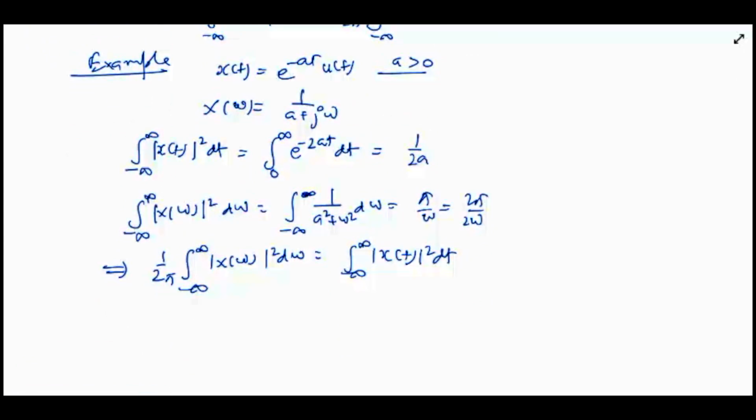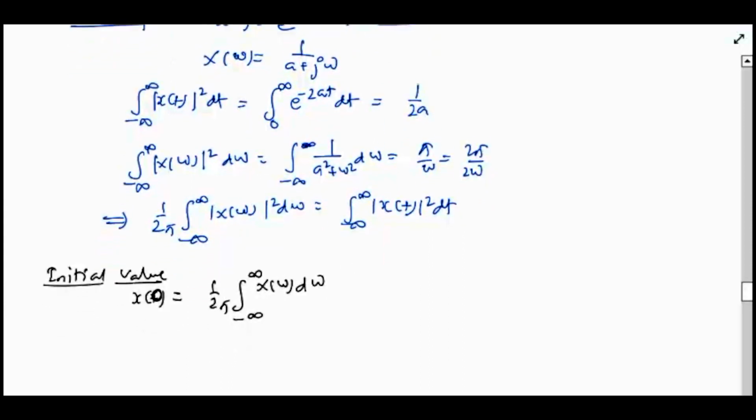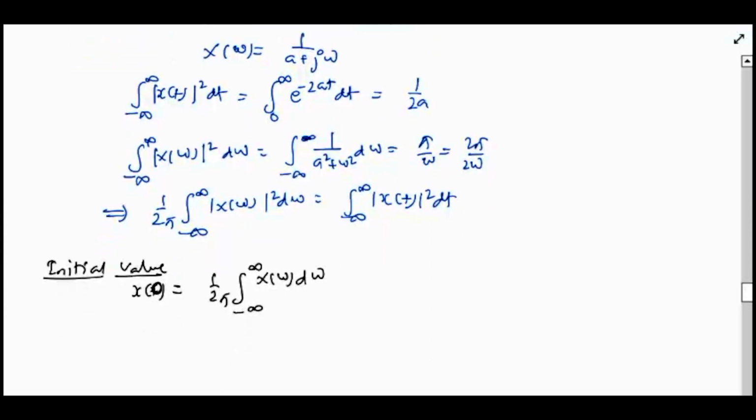Next we will see a few corollaries of these properties that we have already seen. Namely, we see that the initial value of the signal in the time domain, that is x(0), can be obtained as 1 over 2 pi integral from minus infinity to infinity of X(omega) d omega. This relation is obtained by simply setting t equal to 0 in the synthesis equation.